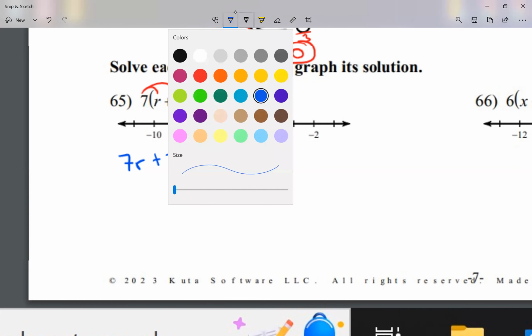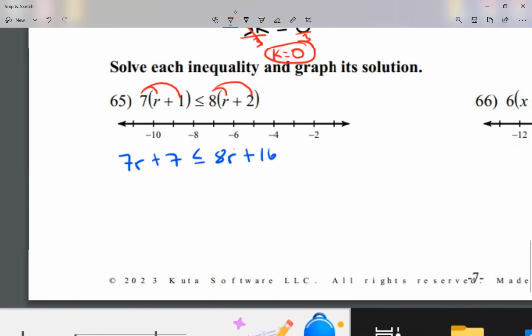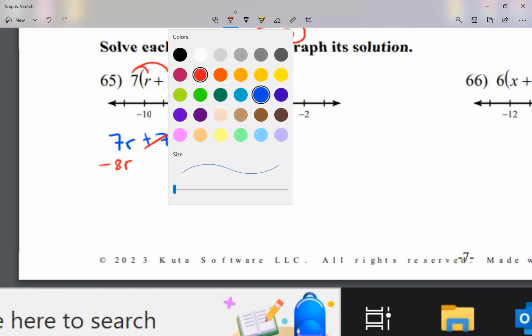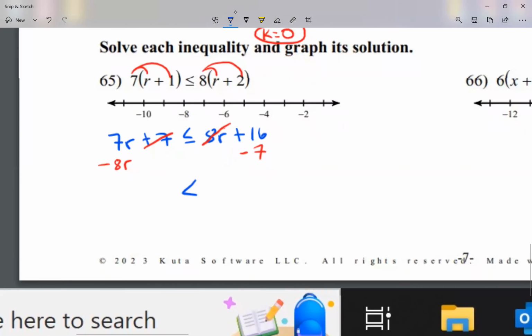Now for inequalities, the letter always has to go to the left. So let me move this as negative 8r. And this positive 7, let me move it over as a negative 7. Letters on the left side and numbers on the right side. Okay, so I'm just combining, so nothing happens to my inequality sign yet.